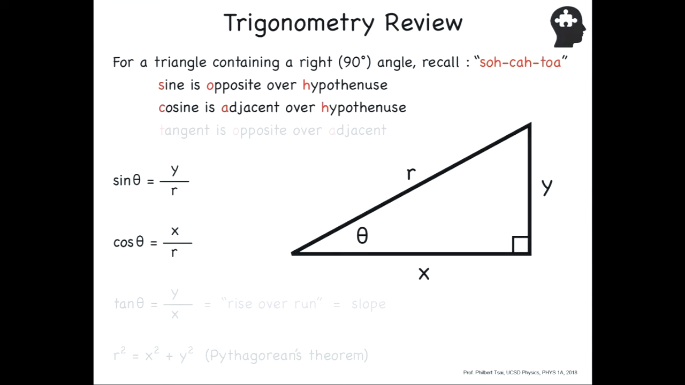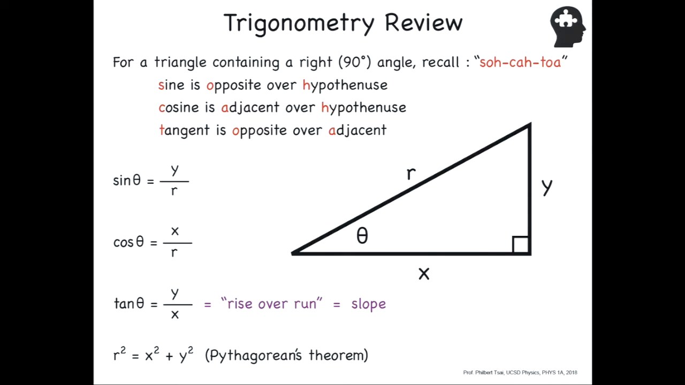The cosine is the adjacent over the hypotenuse, so that would be x, the adjacent bar to this angle, over the hypotenuse. And then the tangent is the rise over the run, so opposite over adjacent. And if you know x and y separately, then the hypotenuse is given by Pythagorean's theorem. r squared is equal to x squared plus y squared, and then you can take the square root of this to get r.